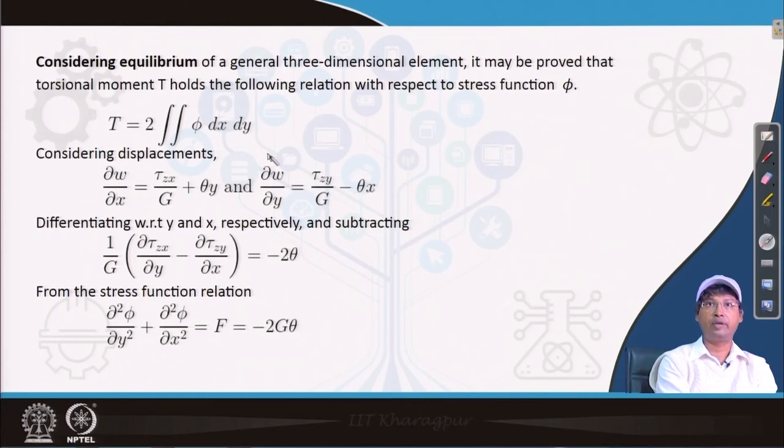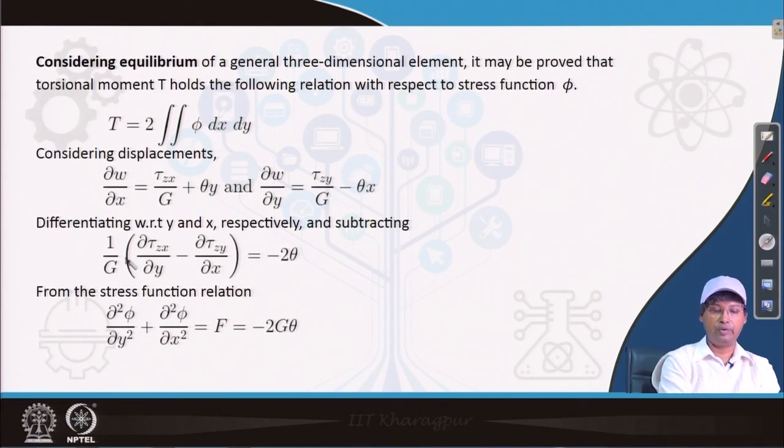Considering the displacement, already we have found out these equations are nothing but the displacement equations rearranged in this way. In the last class, we have seen del w del x is tau z x divided by G plus theta y, and del w del y is equal to tau z y by G minus theta x. Now, if we follow this operation, that means if we take a derivative with respect to y and x, and then if we subtract, so this left hand side portion will vanish and we will have a relation with respect to this, this, this and this. That is what we have here, and since we are taking derivative of this part with respect to y, this y also will become 1. So, only theta remains. So, 1 by G, del tau z x del y minus del tau z y del x is equal to minus 2 theta.